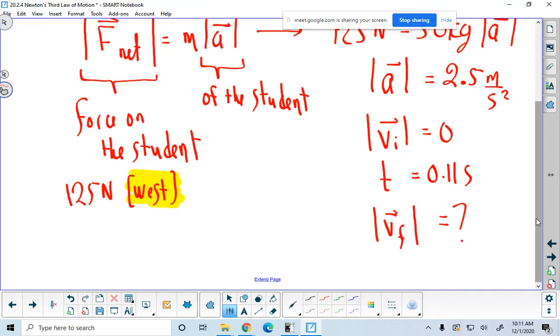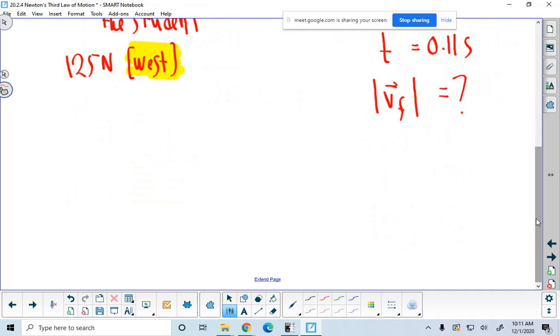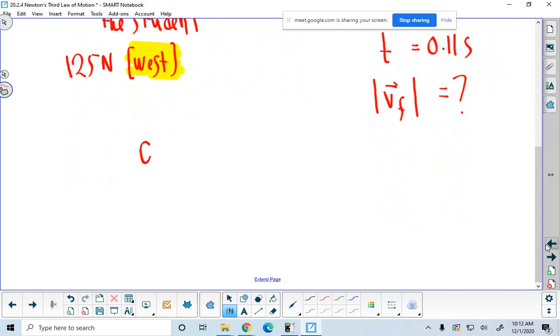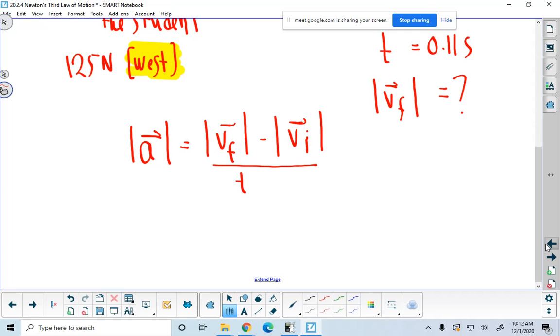So it's looking as though the formula that we're going to be using would be a equals vf minus vi over t. So the magnitude of the acceleration will equal the magnitude of the final velocity minus the magnitude of the initial velocity divided by the time. The initial velocity is 0, so what we end up with is 2.5 meters per second squared equals the final speed over 0.11 seconds.